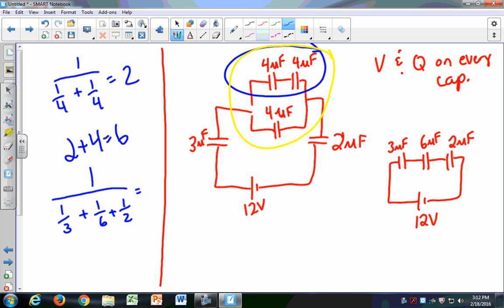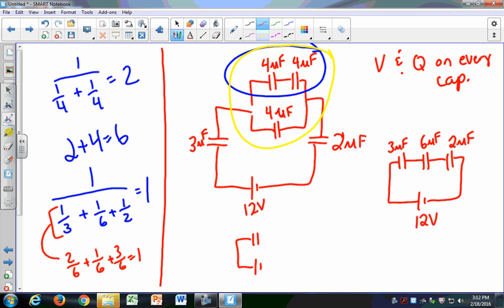What'd you get there? You got it. It just equals 1, right? You think about your common denominator, which is going to be 6. This denominator here becomes 2/6 plus 1/6 plus 3/6. That's just equal to 1. Like I said, be on the lookout for those easy numbers. I'll try to give them to you the best you can. All right, so this whole circuit is just equivalent to 1 microfarad, 12 volts.